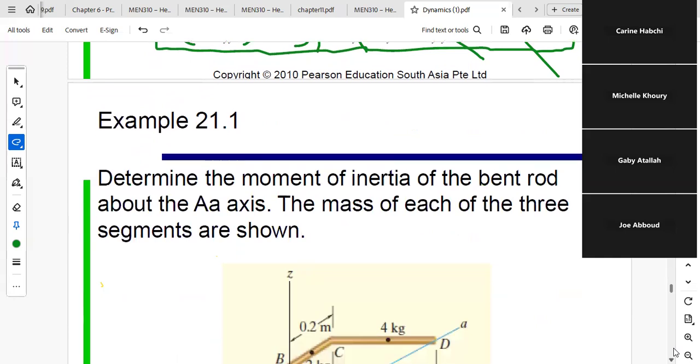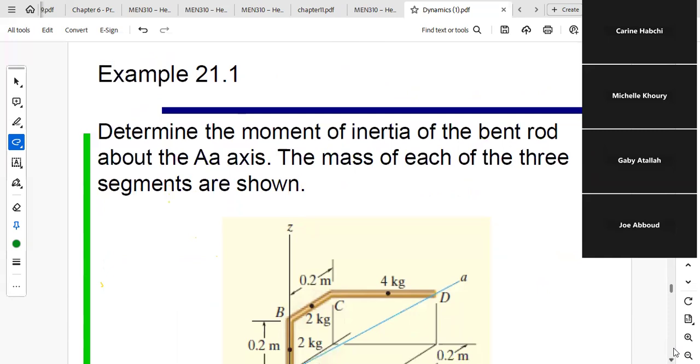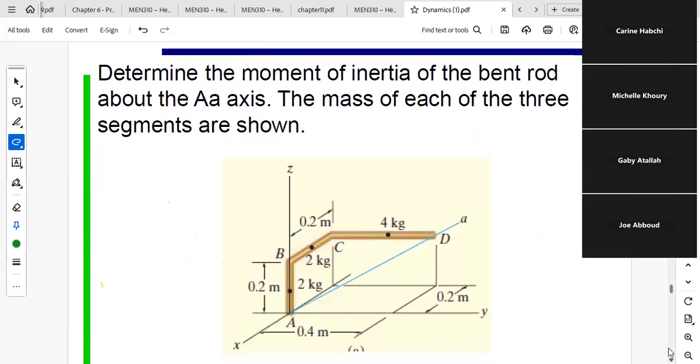Let us do an example to see how we calculate inertias and how we can use these results after. For example, determine the moment of inertia of the bent rod about the AA axis shown. The mass of each of the 3 segments are shown. In which type of problems might you need to calculate the inertia about this axis AA?